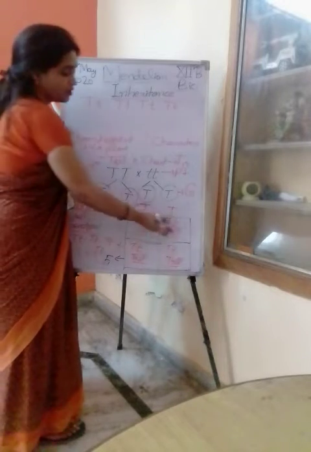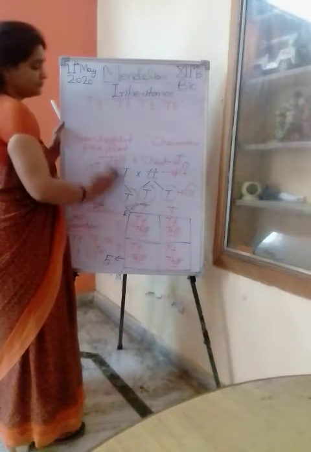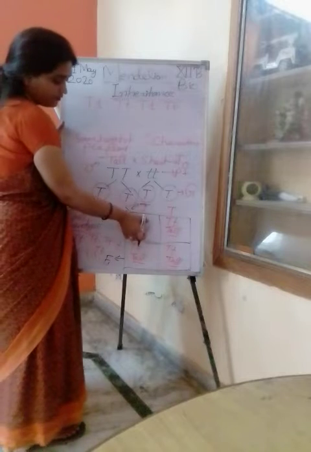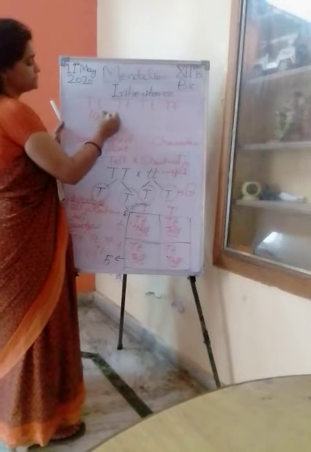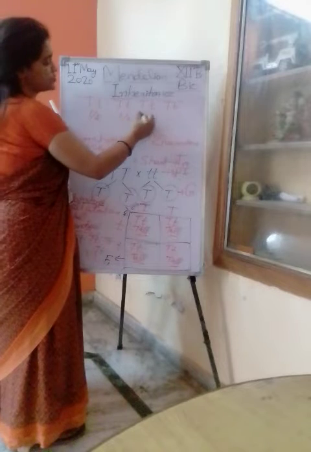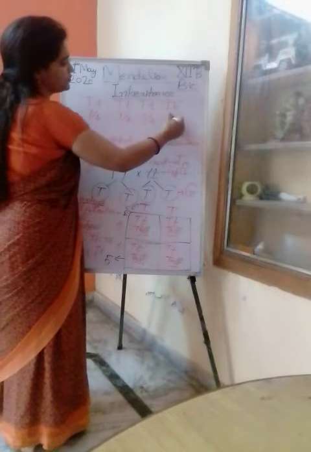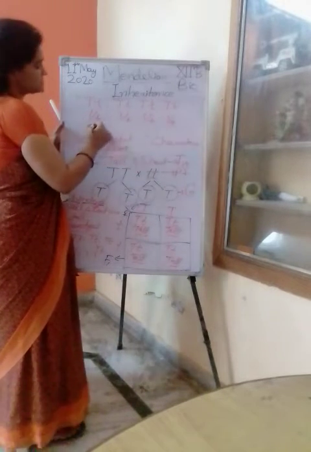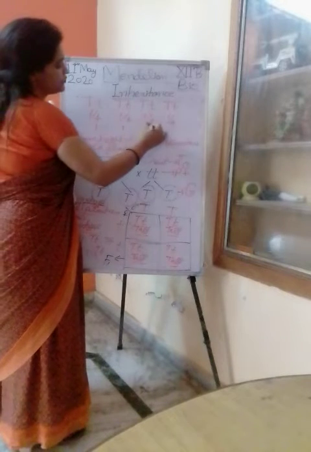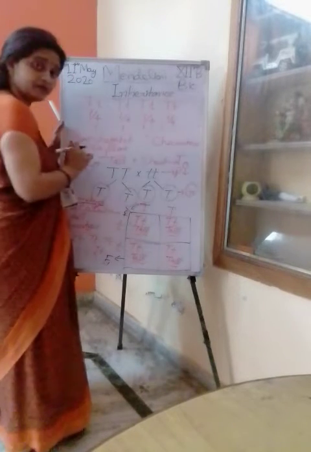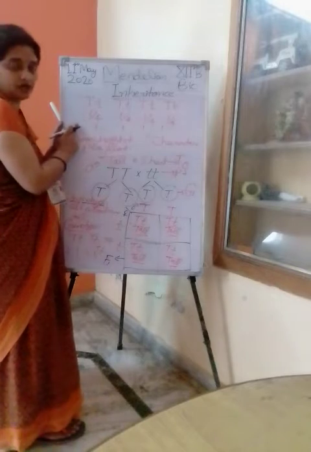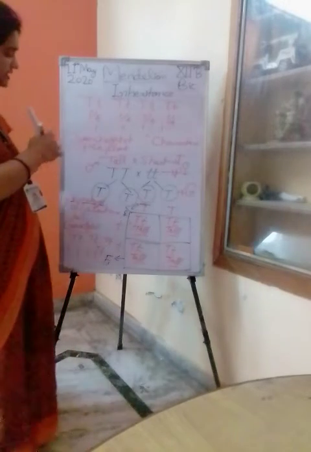Now what is the ratio in each box? There are 4 boxes: 1/4, 1/4, 1/4, 1/4. It means 1:1:1:1. Okay, that is the genotype. Do you understand?